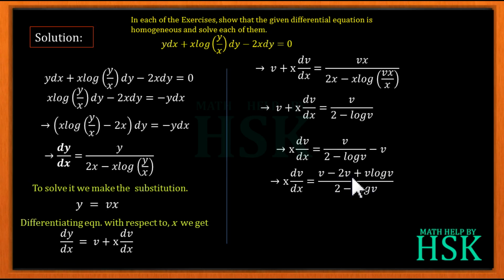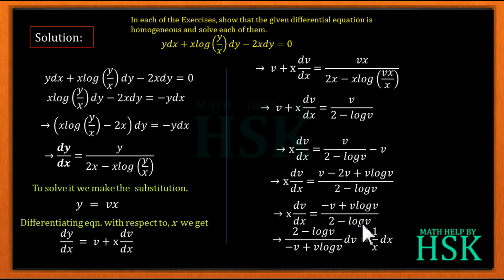Now this v minus 2v will give me minus v. So I am going to get x dv upon dx is equal to minus v plus v log v upon 2 minus log v. Okay, now I am going to separate the variables. So this goes in the numerator, this goes in the denominator, times dv is equal to 1 upon x dx.